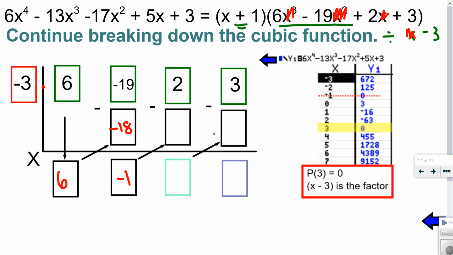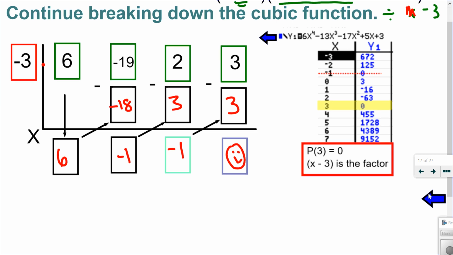-3 times -1 is +3. 2 take away 3 is -1. -3 times -1 is +3. And 3 take away 3 is 0, which means I've done it correctly and I have no remainder. So let's write out what we have now.